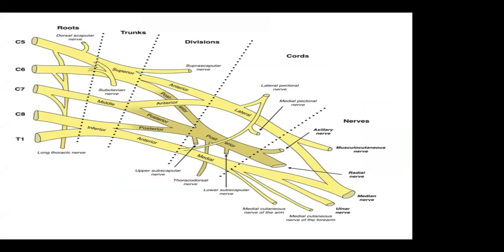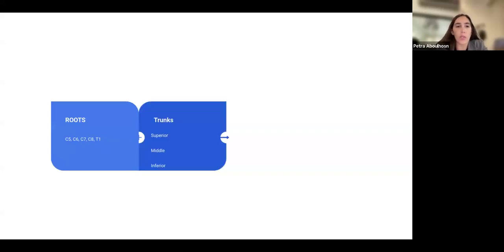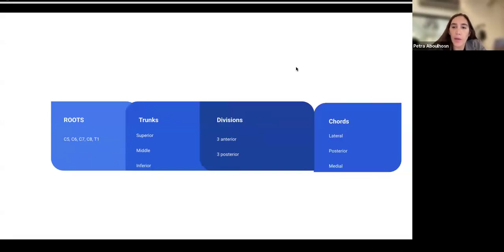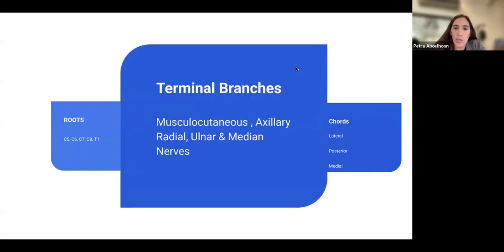So basically, I was just breaking the brachial plexus down into roots. We know we have the cervical spine roots C5, C6, C7, C8, T1, and these travel between the anterior and middle scalene muscles, which then become the trunks, superior, middle, and inferior. Then we have the divisions, 3 anterior and 3 posterior, and then we have the cords, the lateral, posterior, and medial cords. Finally, we get to our terminal branches: musculocutaneous, axillary, radial, ulnar, and median nerves.